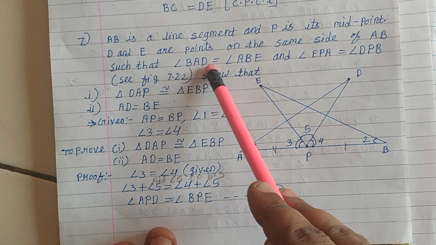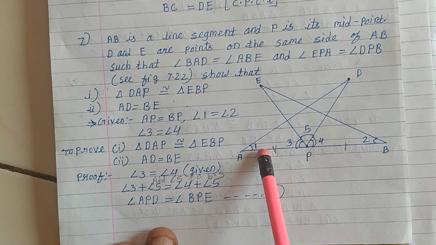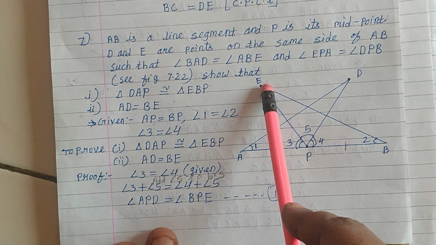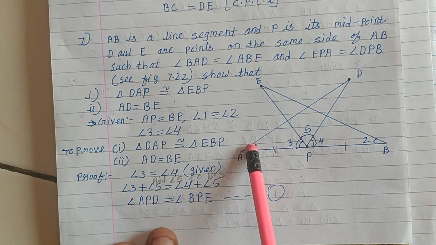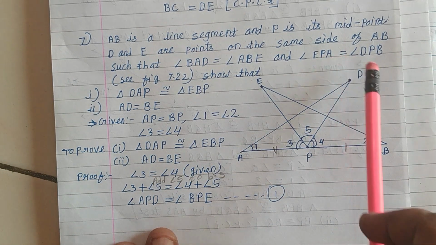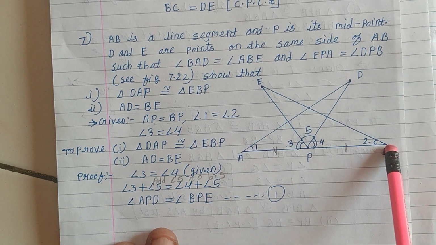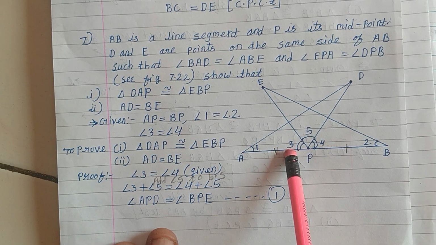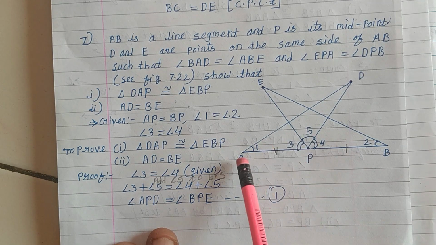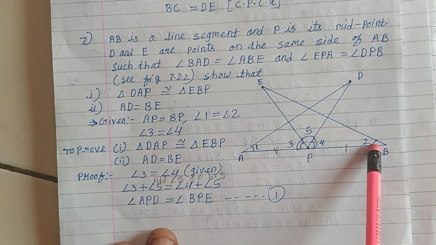Then such that angle BAD means angle 1. Okay, and angle ABE, that is angle 2. So angle 1 and angle 2, they are equal. It is given. Then angle EPA and angle DPB, they are also equal, which I have denoted by angle 3 and 4. Similarly, angle A and B I have denoted by angle 1 and angle 2.